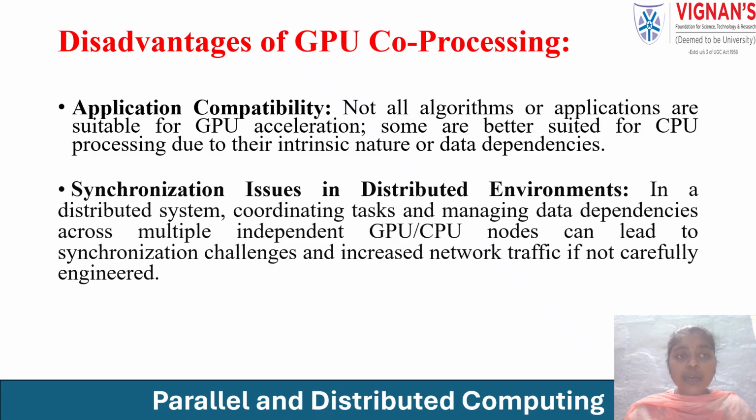Disadvantages of GPU coprocessing. Application compatibility. Not all algorithms or applications are suitable for GPU acceleration. Some are better suited for CPU processing due to their intrinsic nature or data dependencies. Synchronization issues in distributed environments. In a distributed system, coordinating tasks and managing data dependencies across multiple independent GPU or CPU nodes can lead to synchronization challenges and increase network traffic if not carefully engineered.